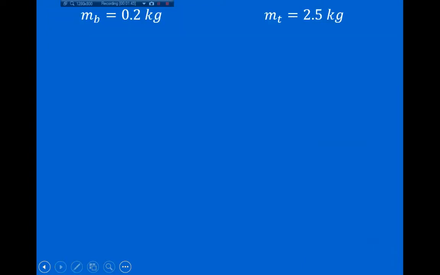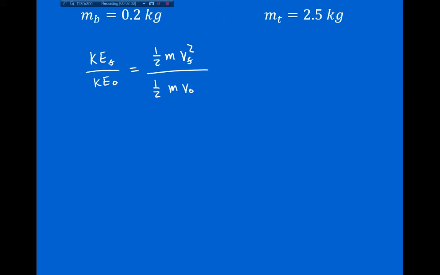So now all I need to do is plug that back into the equation for the kinetic energies. So we're looking at the ratio of the final kinetic energy divided by the initial kinetic energy. And remember, the formula for kinetic energy is 1/2 mv squared. So the final kinetic energy is 1/2 mv final squared, and the initial kinetic energy is 1/2 mv initial squared. And actually, we need to be a little bit careful about this. Let me erase this.